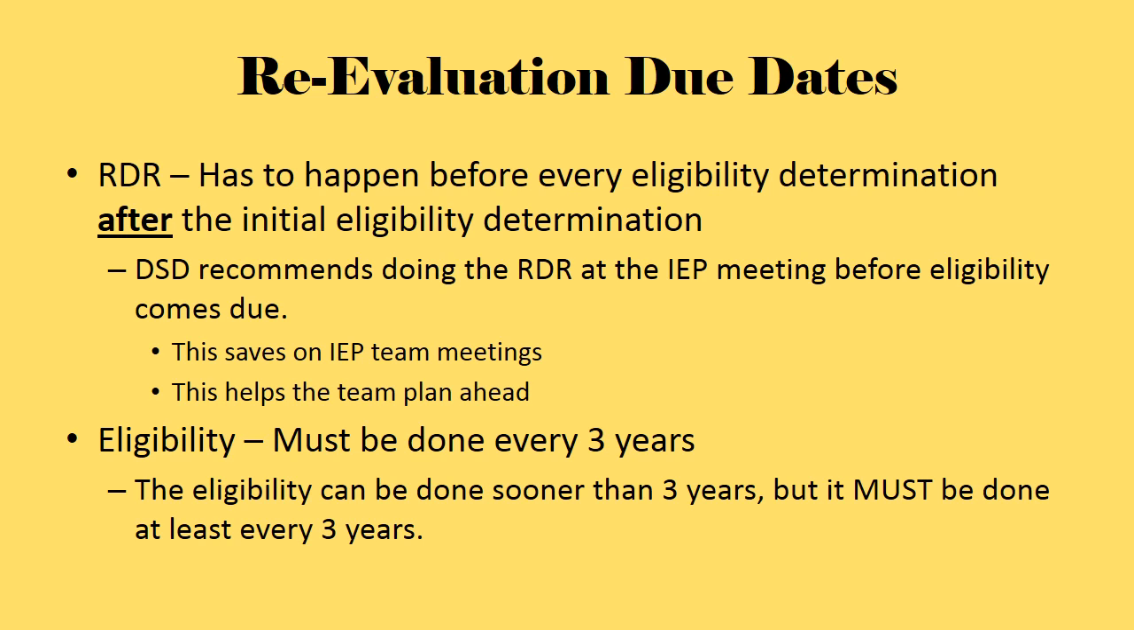If the IEP team is changing eligibility in between the 3-year timeline, the RDR still needs to take place. The RDR is done every time the eligibility process is held, not just every 3 years. The eligibility must be done at least every 3 years. The eligibility can be done sooner than every 3 years, but it must be done at least every 3 years.